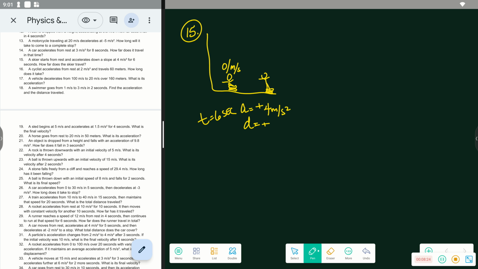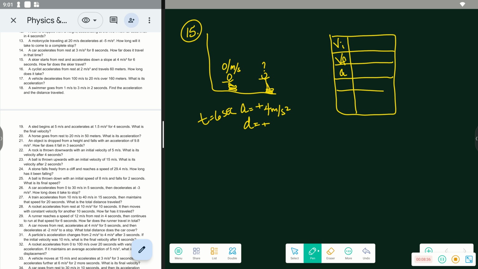So we don't know our final velocity. All right, VI, VF, acceleration, time, and displacement. So our initial velocity is 0. Final velocity we don't have and don't need. Acceleration is 4 meters per second squared. Your time is 6 seconds. Your displacement is what you're solving for.